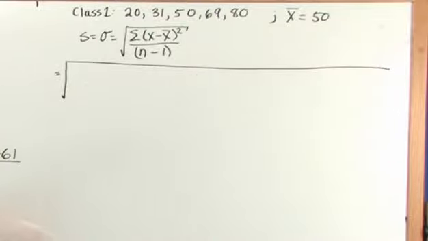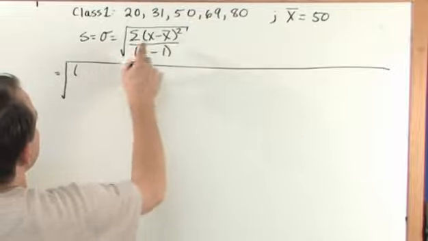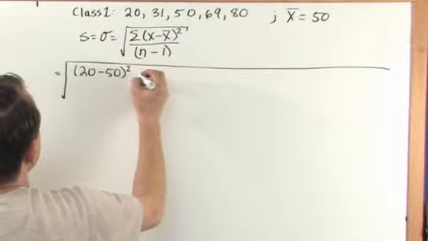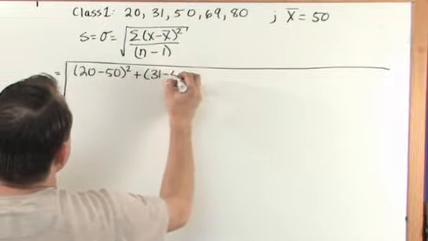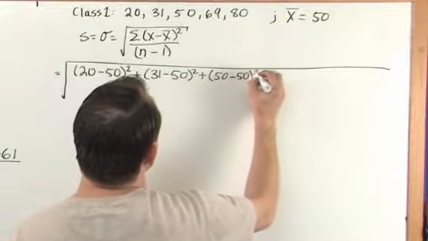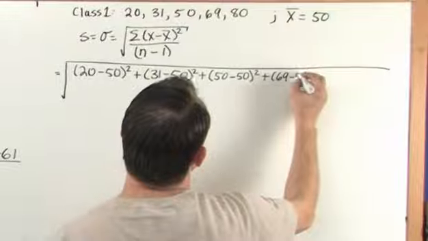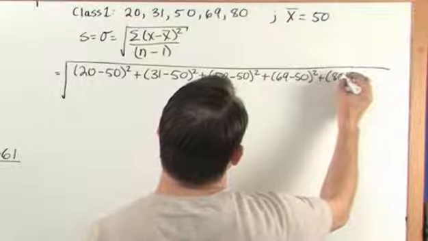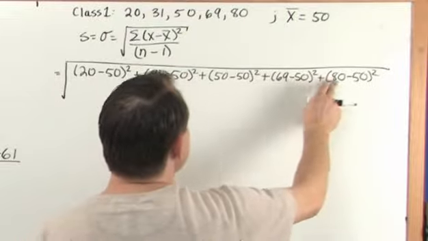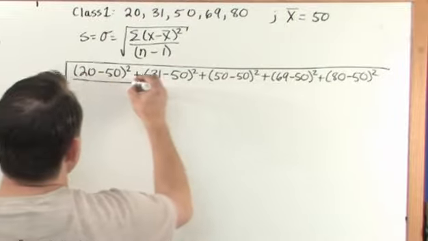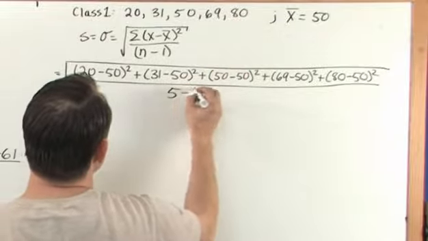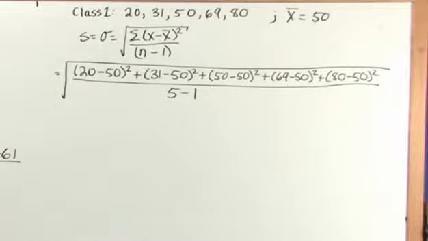And on the inside, on the top, for each value we're going to do this: 20 minus 50 squared plus 31 minus 50 squared plus 50 minus 50 squared plus 69 minus 50 squared plus 80 minus 50 squared. You take every data value, subtract it from the mean, and then square it. Then you divide all of this by n minus 1. I have 5 values, so 5 minus 1. You just have to do that math, and that will give you the standard deviation.